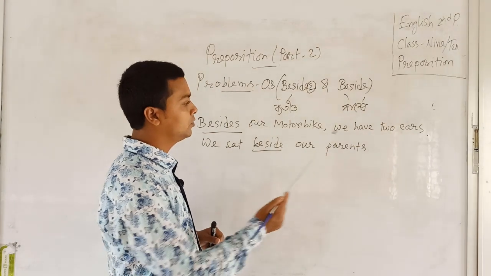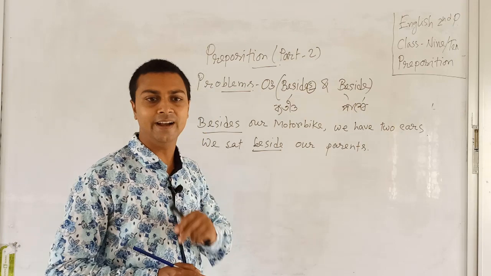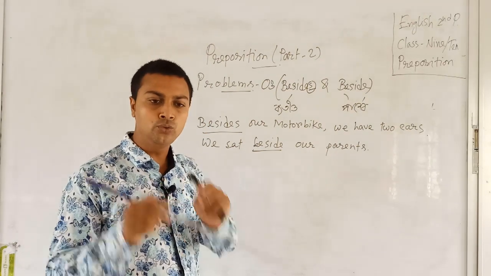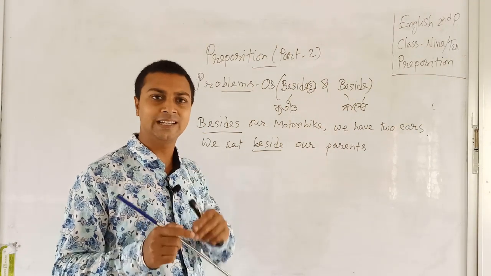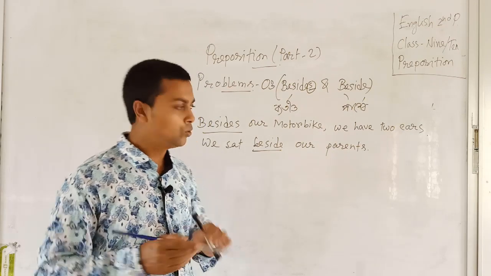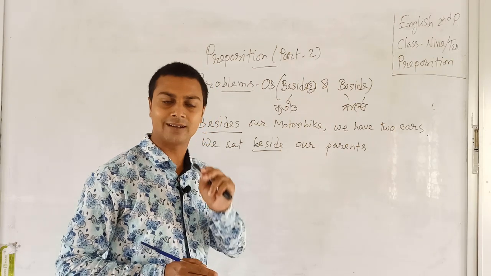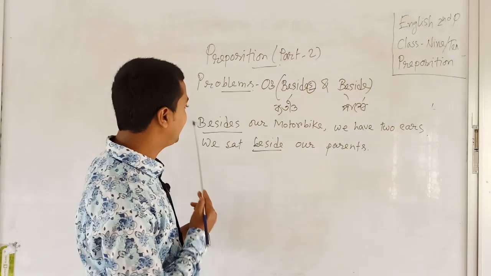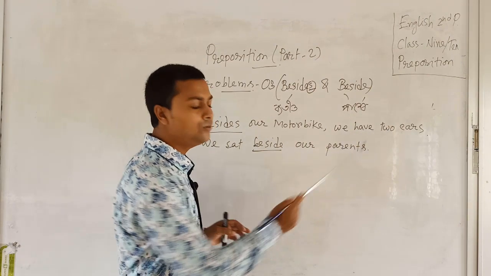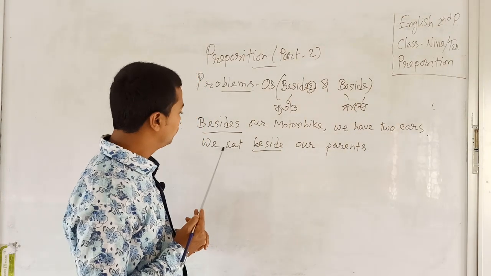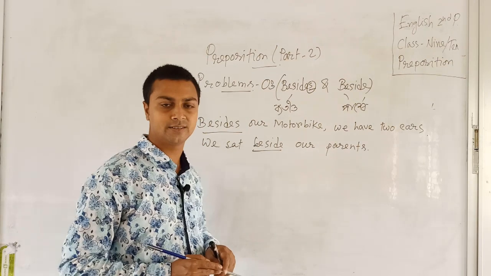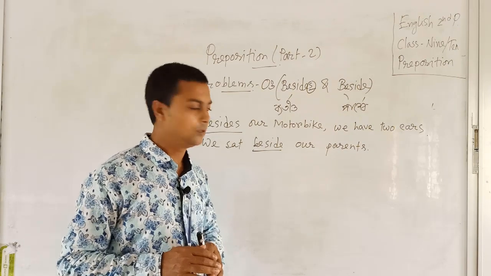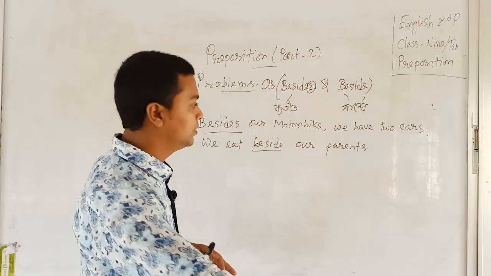Besides our motorbike, we have two cars. That means in Bangla, 'duto car charao amader ekta motorbike ase.' Besides our motorbike, we have two cars. And the next is, we sat beside our parents. That means 'pashe'. 'Amra amader pita matar pashe boshe achi.'